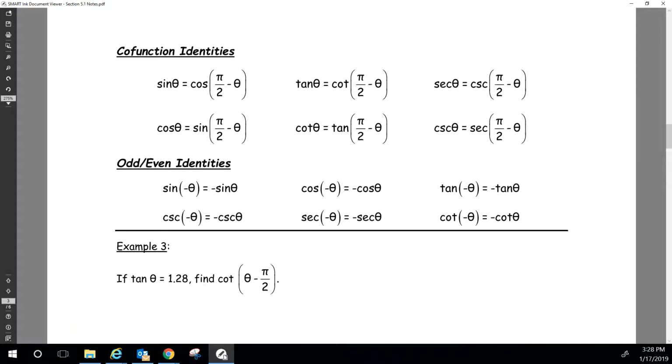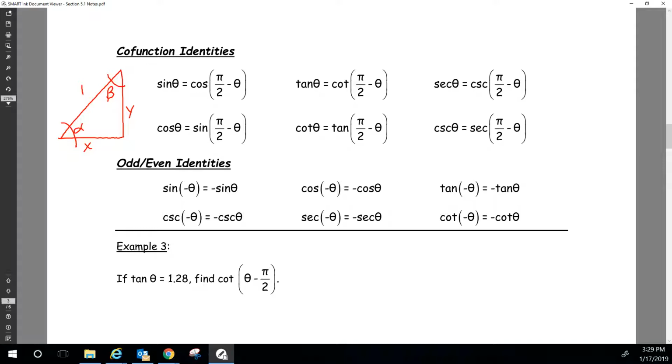We're moving on to co-function identities and odd and even identities. So co-function identities, what makes two things co-functions? Well, they're co-functions if they're part of the same triangle. So let's look at this. Let's call this angle alpha and this angle beta. So this is my x, this is my y, this is my 1.